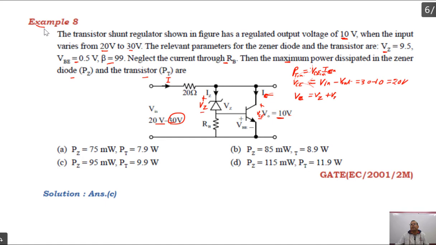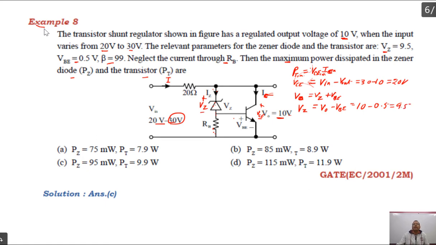Please see this carefully. The voltage VZ plus the voltage across RB, that is VB, must together be equal to the output voltage. So the output voltage V0 is equal to VZ plus VBE. So what will be VZ? VZ will be equal to V0 minus VBE, right? You know V0 is 10 volt and VBE is 0.5 volt. So VZ is nothing but 9.5 volt, right?